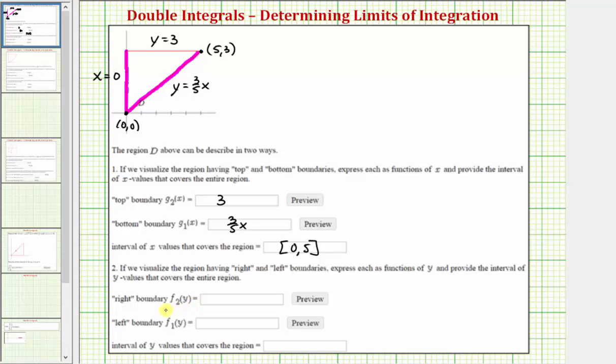But notice how we do need to express these as functions of y, not as functions of x. So for the right boundary, we know it is y equals 3/5 x, but to express this as a function of y, we need to solve this for x. To do this, we would multiply both sides by 5/3. We would have 5/3 y equals x, which means our function f sub 2 of y would be 5/3 y.